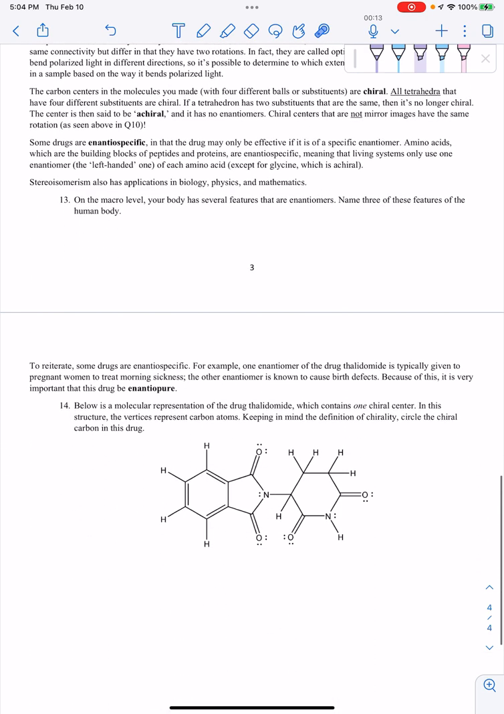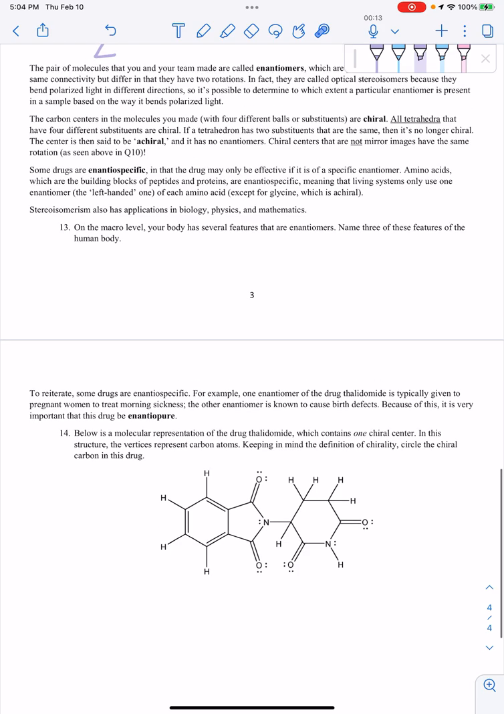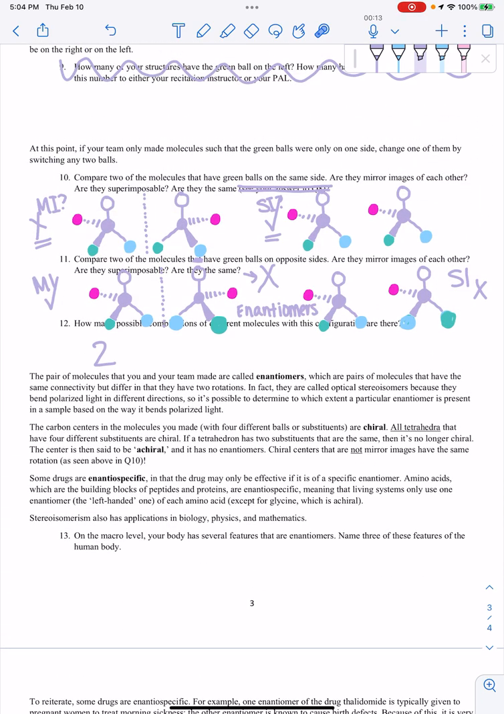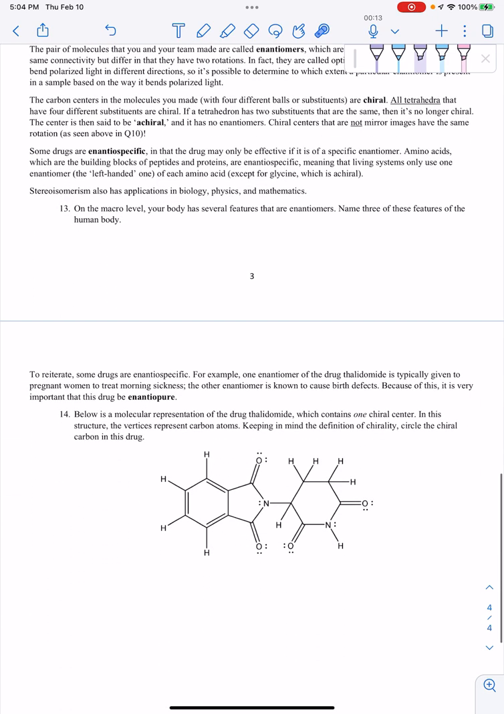Question 13 is asking sort of a general question about enantiomers. And it's asking on the macro level, which is the larger level, larger than atoms and single molecules, your body has several features that are enantiomers. And remember, enantiomers are non-superimposable mirror images of each other. Name 3 of these features in the human body.